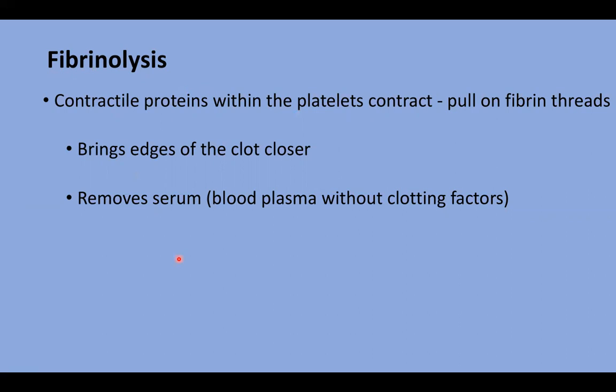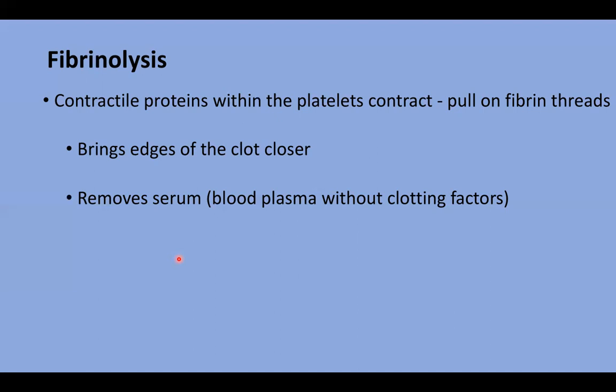So what we see is that there are actually contractile proteins within the platelets, actually the same exact contractile proteins that are located in our muscles. And once the blood clot has formed, these contractile proteins are going to start to contract. And as they start to contract, they're going to pull on the fibrin threads of the mesh that they're stuck in. It's going to do two things. It's going to bring the edges of the clot closer together.